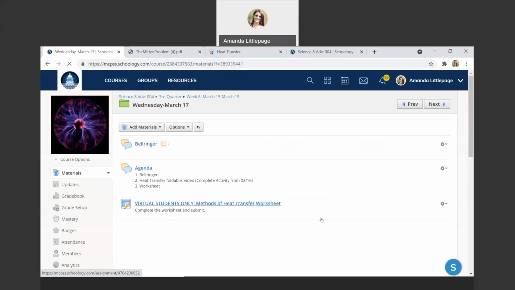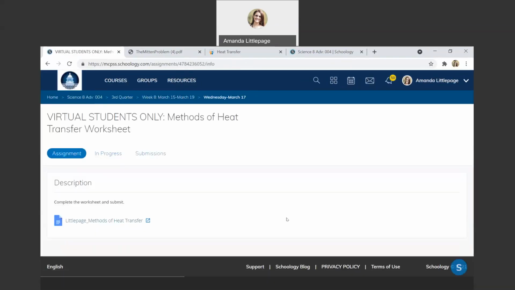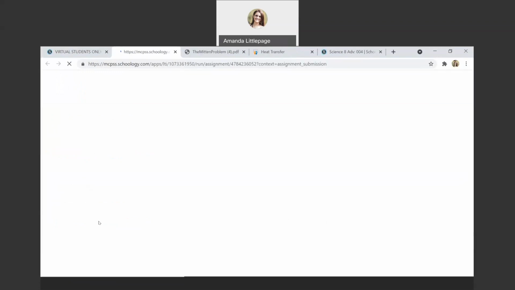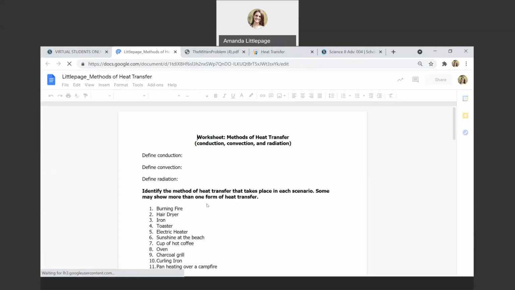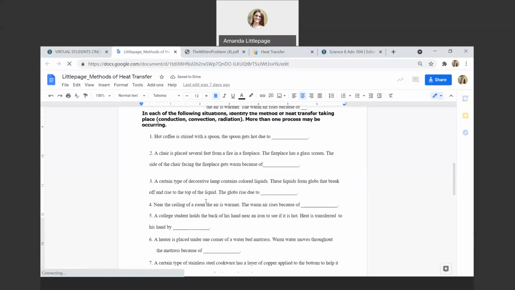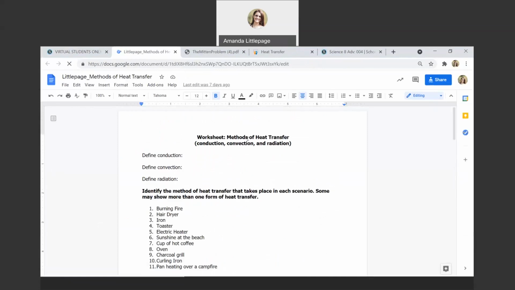And you should have worked on the methods of heat transfer worksheet. When you open this up, it popped up a few different scenarios and then fill in the blank. This is the worksheet, methods of heat transfer, that goes along with the answer key I posted. So once you have this up, you should have worked on this and submitted it.